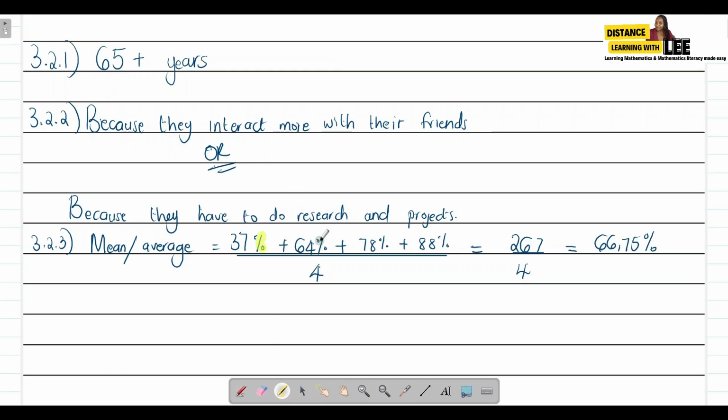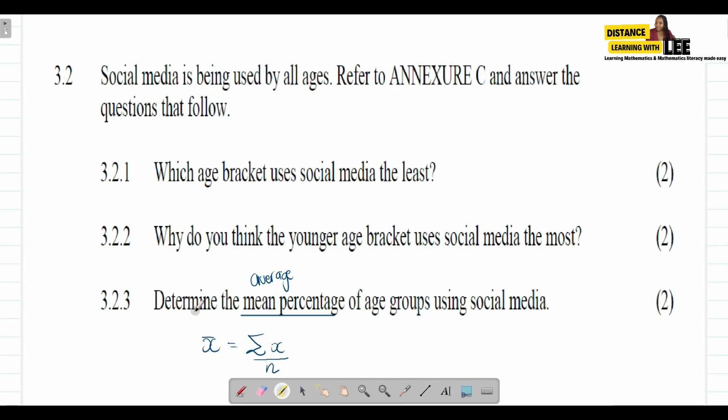Okay, guys, don't make the mistake of actually putting the percentages in your calculator as you're adding your values, because if you do that, you'll still need to convert the answer that you've obtained into a percentage, right? So just put 37 plus 64 plus 78 plus 88 divided by 4, right? And then whatever number you obtain, you will know that it's supposed to be a percentage because they want the mean percentage, the average percentage. So the units for whatever answer you obtain should be in percentages. Okay, all right, and that is it for question 3.2.